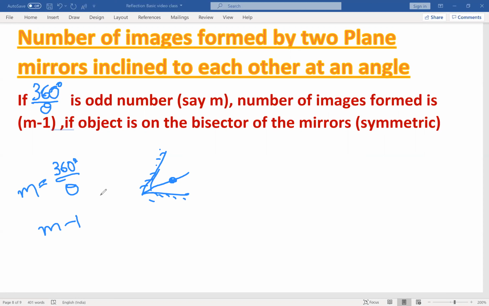See, in such a case, for example, again go with 72 degrees. If this angle is 72 degrees, then m, 360 by 72, will give you 5. But here the object is on the bisecting line, so m minus 1 will be the number of images. So 5 minus 1, only 4 images will be formed. This is the important thing you have to take care of.